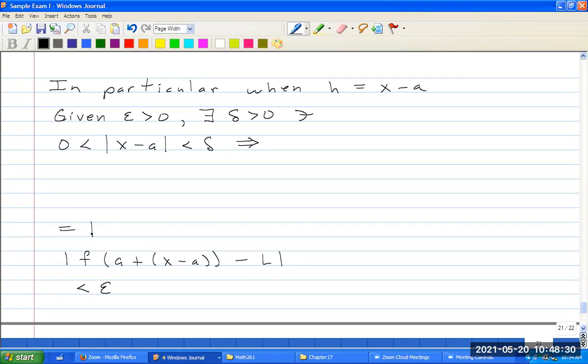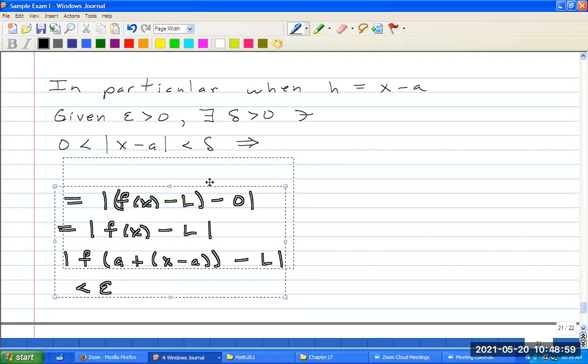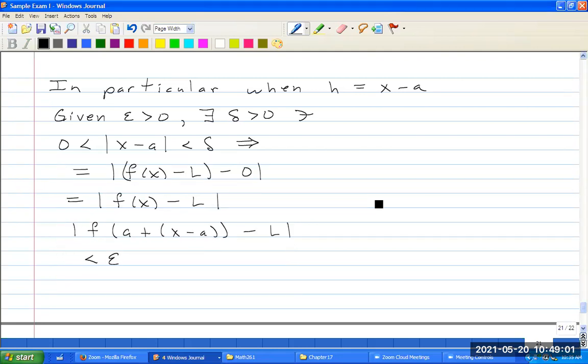Okay, so this is the same as f of x minus L. So I really haven't, I've just sort of, the a's cancel. But this is the same as f of x minus L minus 0. Okay, so now, oops, I don't need an equal there.